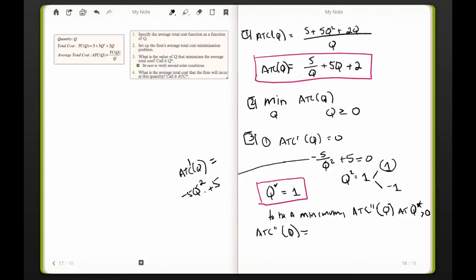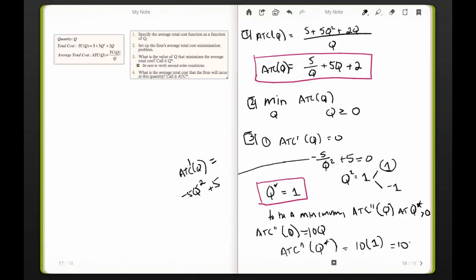When I take the derivative of this, I get 10q. Now there's a q in here. All that matters for Q star to be a minimum and not a maximum is for this guy to be positive at Q star. So ATC double prime at Q star is equal to 10 times 1, which is 10, and it's greater than 0. It checks out. So this is indeed a minimum.